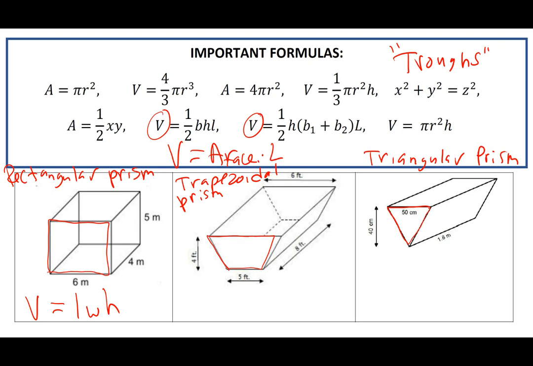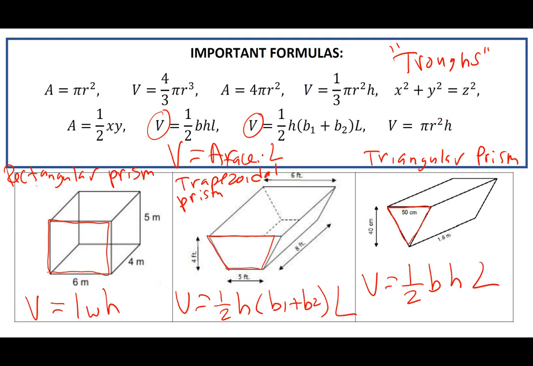To see how that translates, for the triangular prism, the area of a triangle is 1/2 base times height, times the length. For the one in the middle, the area of a trapezoid is 1/2 the height times base 1 plus base 2, and then you multiply that times the length. So these two formulas, respectively. Now that we have a visual of what the shapes look like and we've reviewed our formulas, let's take a look at the problems.